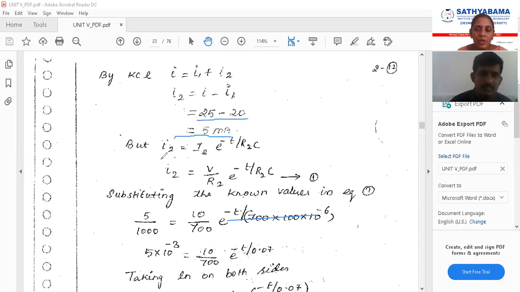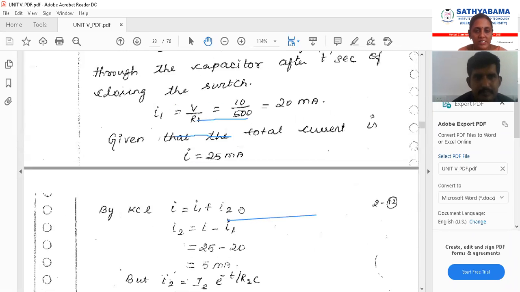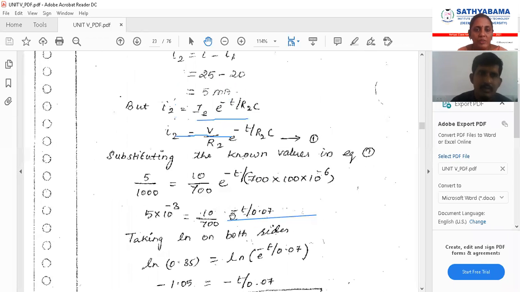Now they have told that the capacitor is going to charge. What has been told in the question is that this switch is closed, and if this switch is closed at t is equal to 0, the capacitance will start charging. Now we will take the expression of the charging, and we will derive the value for t from that. So I2 is equal to, this is the expression we had derived in charging, capital I2 into e power minus t by R2C.